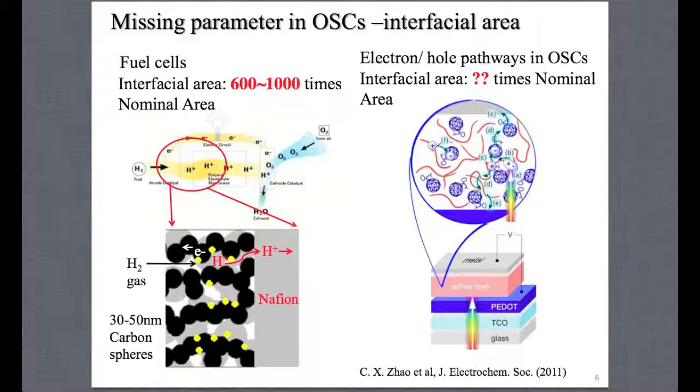the perfect energy efficiency. When we look at an example in fuel cells, by introducing the gas diffusion layer with platinum nanoparticles of about 15 nanometers, the interfacial areas can be enlarged 600 to 1,000 times over the nominal area. However, when we think about the electron pathways in organic solar cells, the ratio of interfacial area versus nominal area is still unknown.